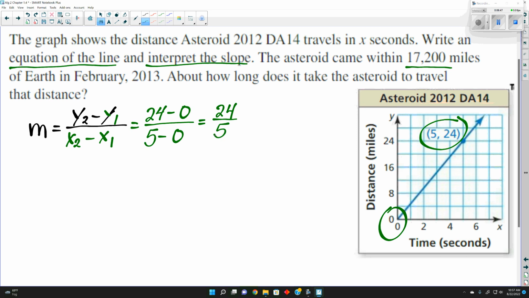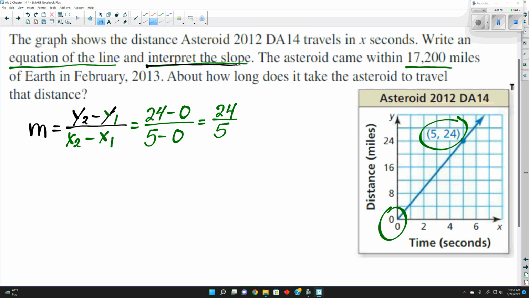So if we did the subtraction, 24 minus 0 is 24. 5 minus 0 is 5. So the slope for this equation here is 24 over 5. So we found the slope. Now, we can go on and interpret the slope.